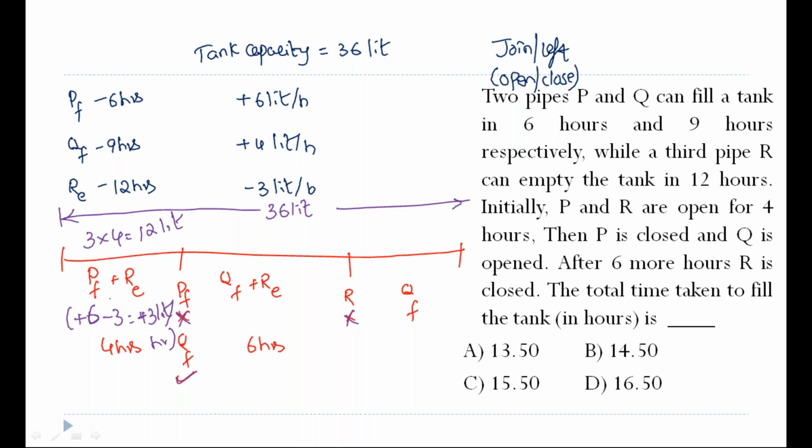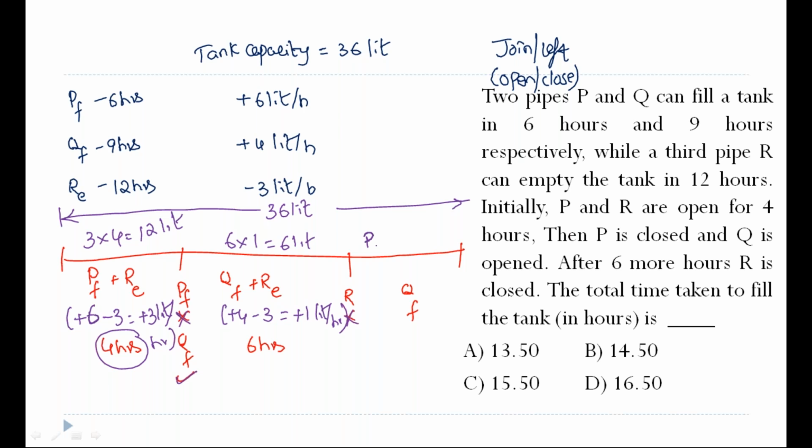Initially, for 4 hours, pipes P and R are available. P is filling 6, R is removing 3, so 6 minus 3, 3 liters per hour are filled. For 4 hours, 4 into 3 is 12 liters. Whereas Q can fill 4, R will remove 3, net effect is 1 liter per hour only, available for 6 hours. So 6 into 1, 6 liters are filled.